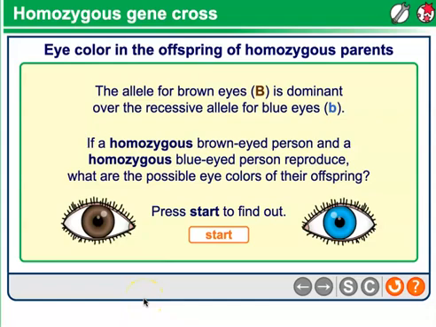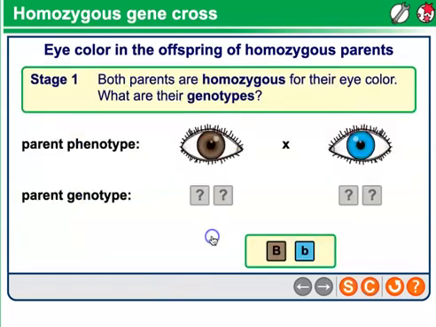Eye color of the offspring of homozygous parents. The allele for brown eyes, big B, is dominant over the recessive allele for blue eyes, lowercase b. If a homozygous brown-eyed person and a homozygous blue-eyed person reproduce, what are the possible eye colors of their offspring? Stage 1, both parents are homozygous for their eye color. So what are their genotypes? Said they're homozygous, meaning they have the same.